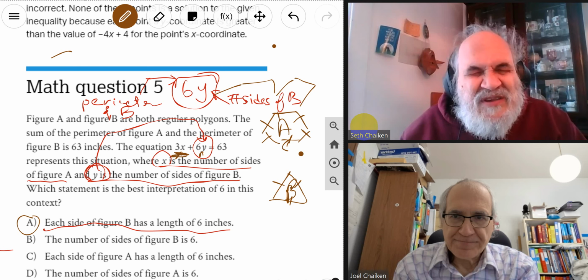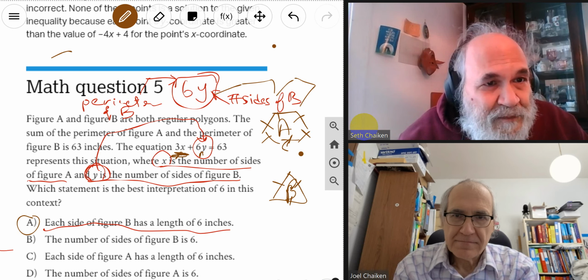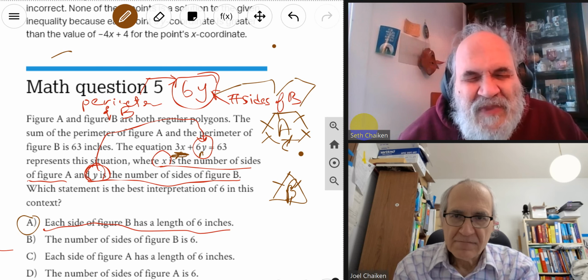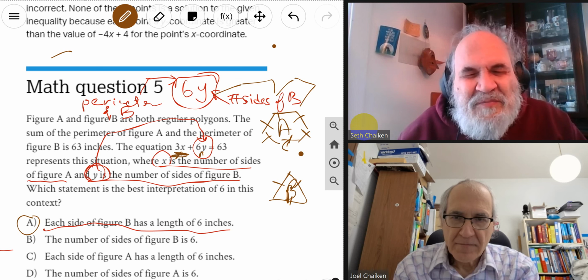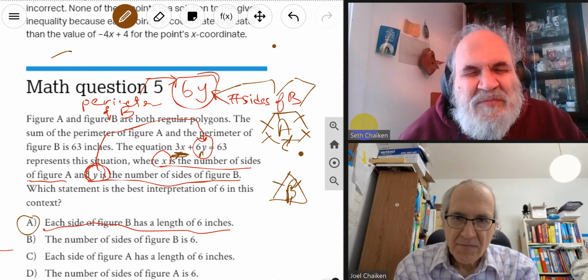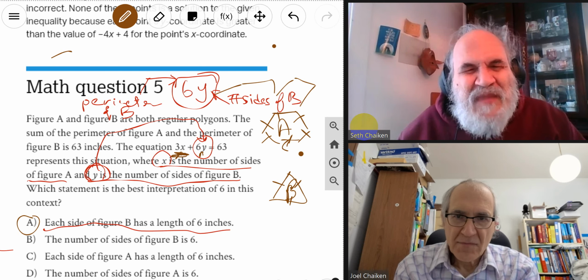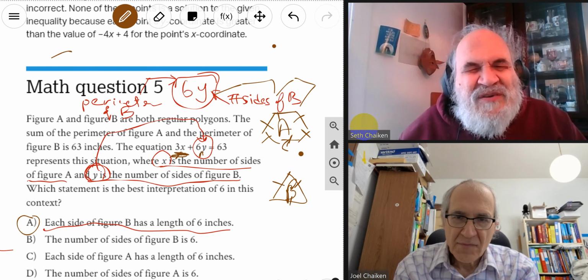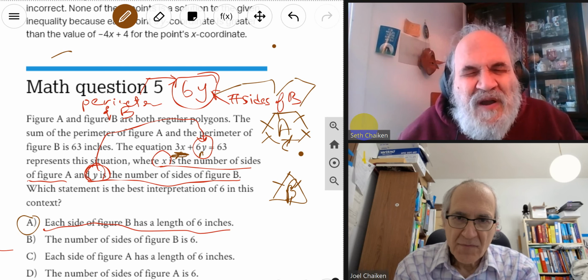The equation is said to represent the situation. The equation represents adding two things to be 63. The situation is adding of the perimeters. So each of the terms corresponds to one of the perimeters. But which one? And then they tell you. x appears only in the first term, and they tell you it's the number of sides of figure A.